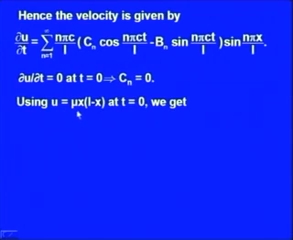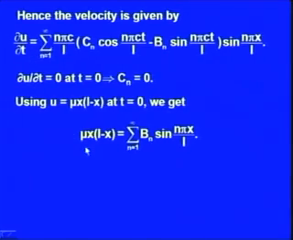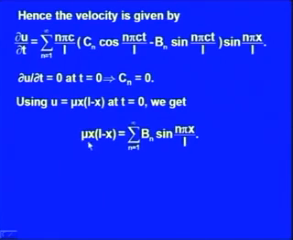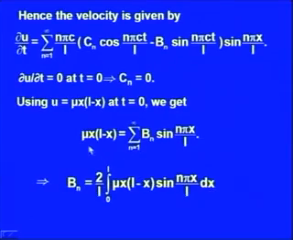And using u equal to mu x into L minus x at t equal to 0, from the equation for u x t, it follows that mu into x into L minus x is equal to sigma n equal to 1 to infinity v n sin n pi x over L, and which gives us v n as 2 over L integral 0 to L mu x into L minus x into sin n pi x over L dx, using the half range expansion of the function mu x into L minus x.